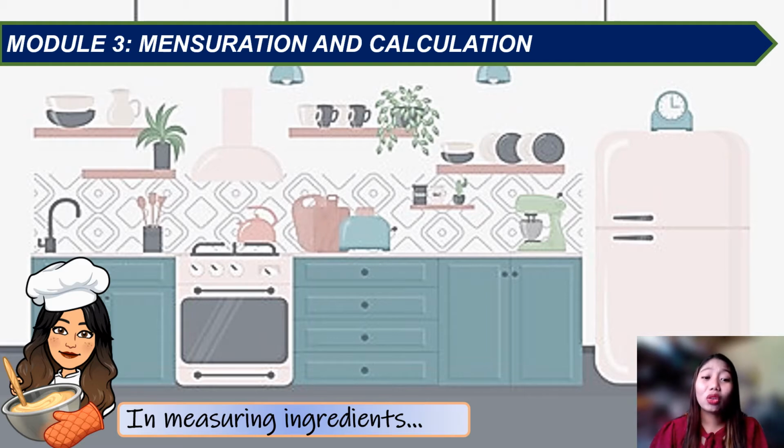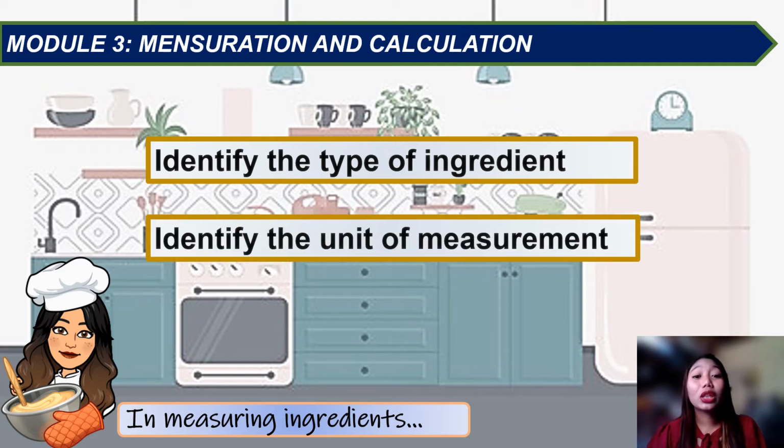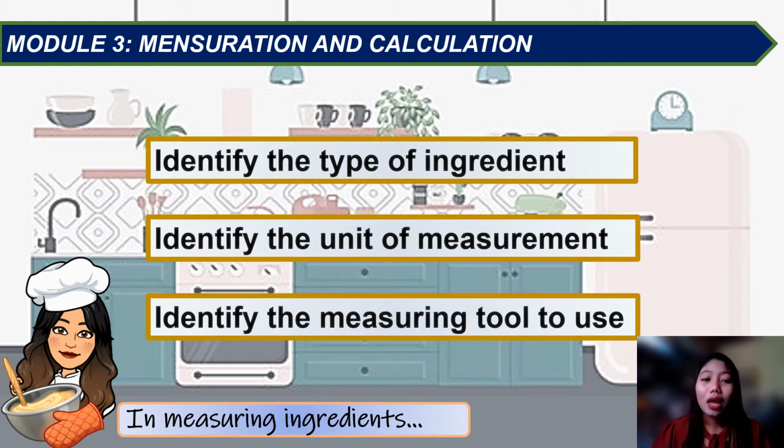So, what are the things that you have to remember when you measure your ingredients? Number 1, you have to identify the type of ingredient. Anong klaseng ingredient ang kailangan mong sukatin? Number 2, identify the unit of measurement. Ito yung nakita nyo kanina na kg, c, ayan. Kasi nga po, maaaring nakita nyo parehong 2, pero magkaiba yung unit of measurement. So, dapat ma-identify nyo yun. And once you have identified the type of ingredient and unit of measurement indicated in the recipe, now you have to get the proper or appropriate measuring tool in that ingredient. So, these are the 3 things that you have to remember when you measure your ingredients.